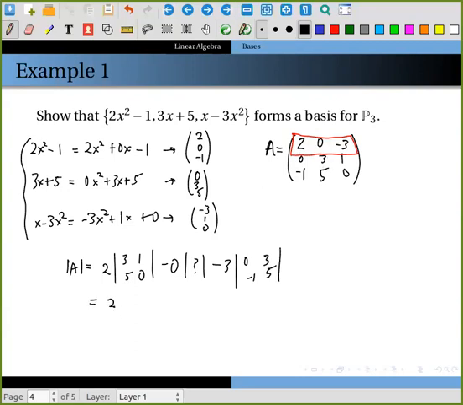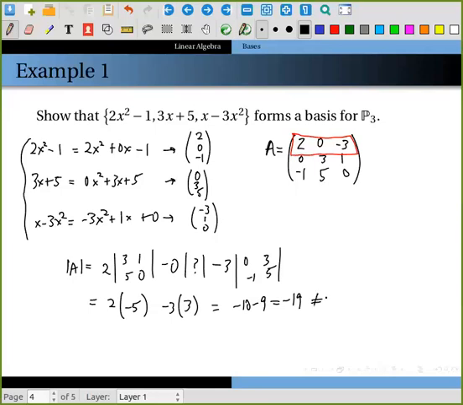And so now we just compute. We have 2 times, so this will be 0 minus 5 plus 0, and then minus 3 times, this will be positive 3, 0 plus 0 minus negative 3, so positive 3. And so this is negative 10 minus 9, which is negative 19. And this number is the determinant of the matrix A.